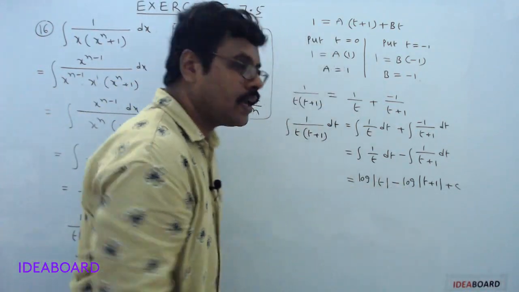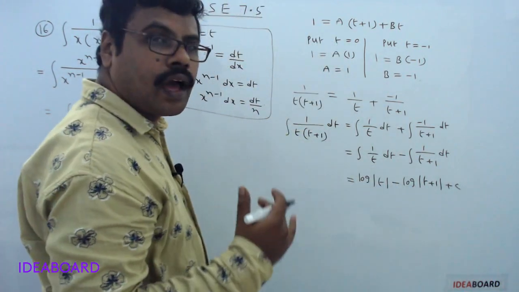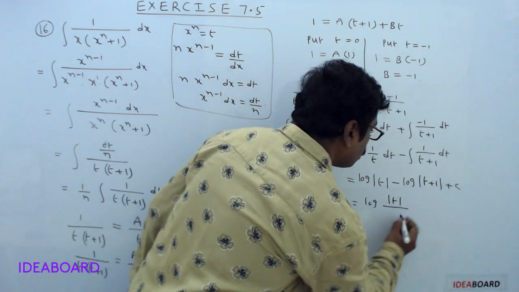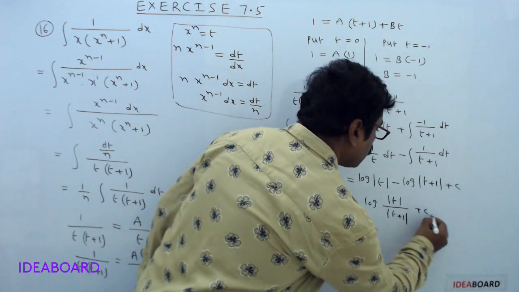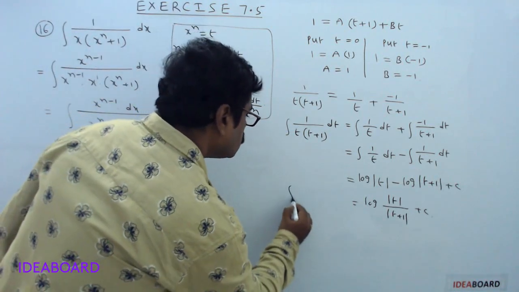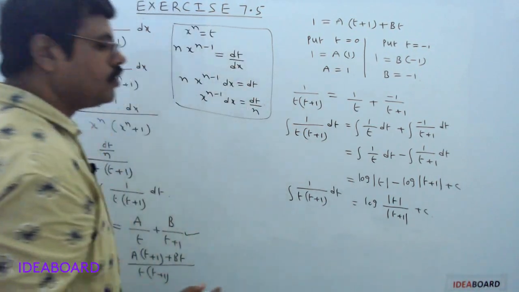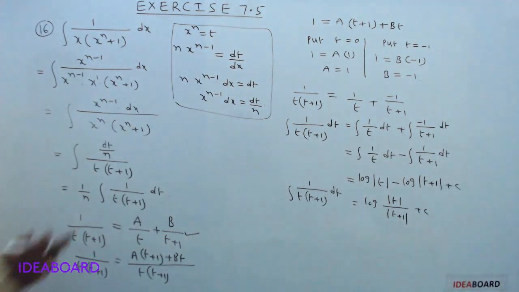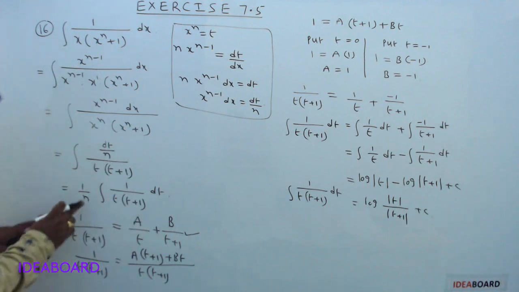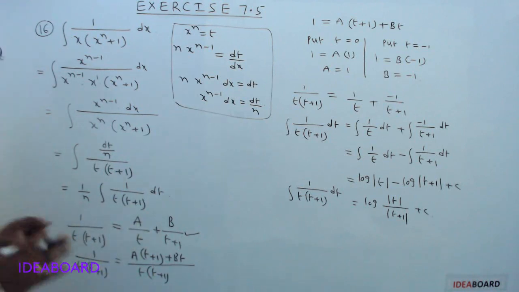Now this expression is of the form log A minus log B. So what is this property? Log of A by B. So it is log of modulus of t divided by modulus of t + 1 plus a constant C. Now what is the corresponding LHS part? This is the integral of 1 divided by t into (t + 1) dt. Here we are calculating just the integral of 1 by t into (t + 1) dt. But 1 by n into the integral of 1 divided by t into (t + 1) dt is the required value.